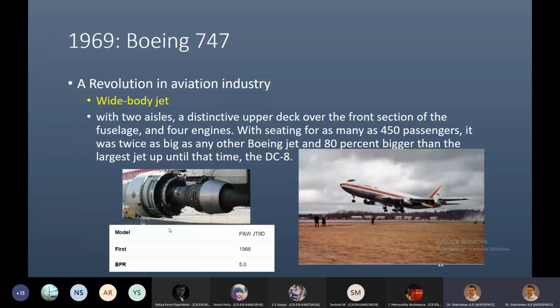And then Boeing 747, an important milestone. It's considered to be something which revolutionized aviation history because of its sheer size, seating capacity, and profitability, etc. Distinct upper deck, etc. Then go through the details of it. Seating for as many as 450 passengers, and sort of doubling the capacity which existed till then.